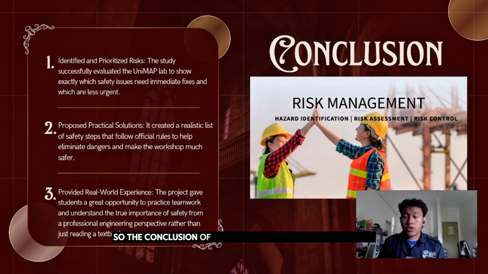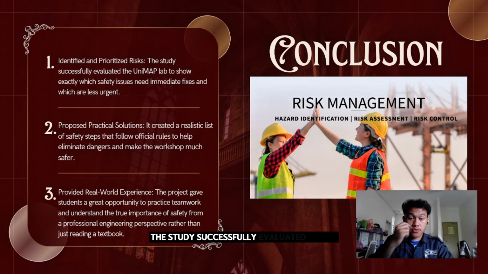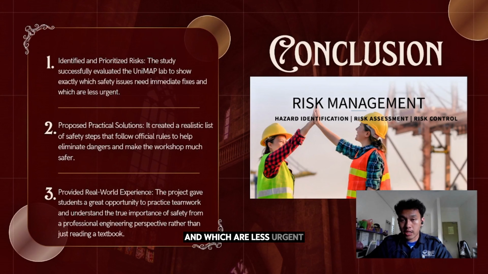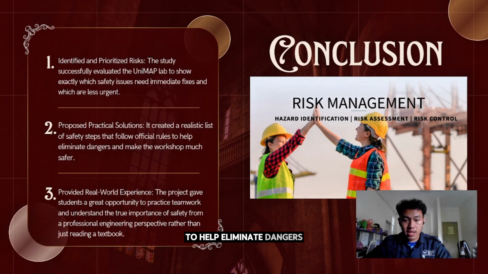So the conclusion of this case study that we can give, there are 3 conclusions. The first one is identify and prioritize risk. The study successfully evaluated the UNIMAP lab to show exactly which safety issues need immediate fix and which are less urgent. Number 2, propose practical solutions. It creates a realistic list of safety steps that follow official rules to help eliminate dangers and make the workshop much safer. And number 3, provide real-world experience.